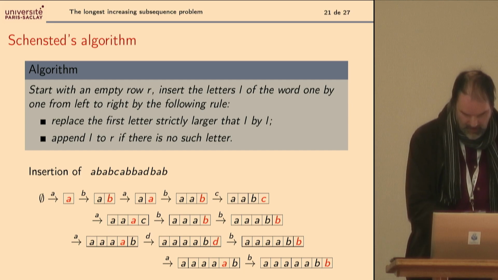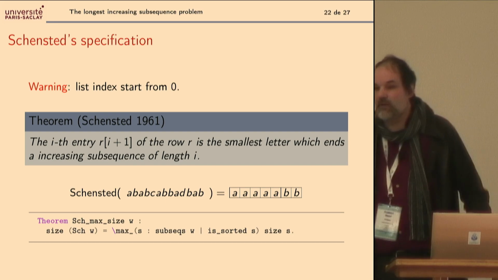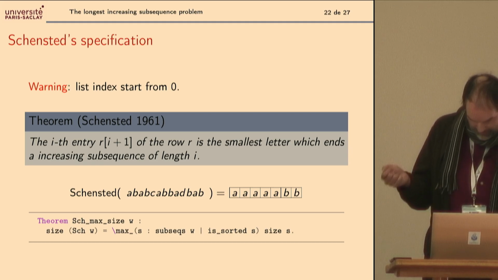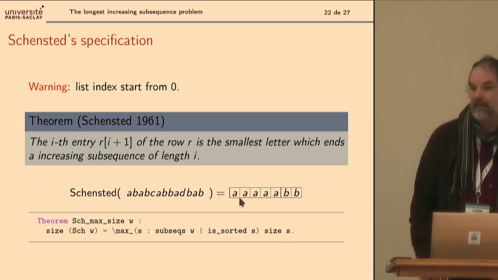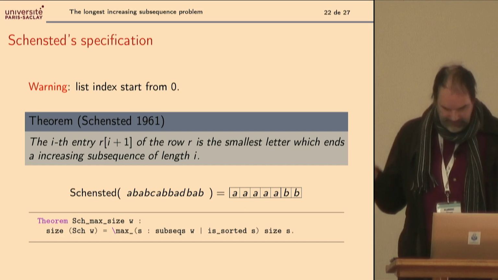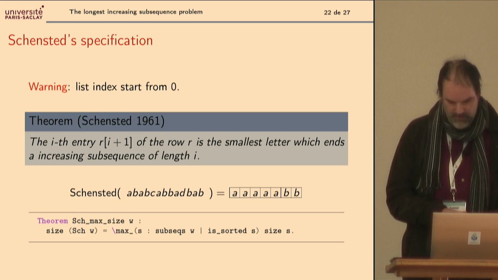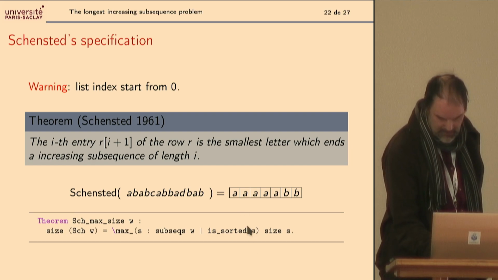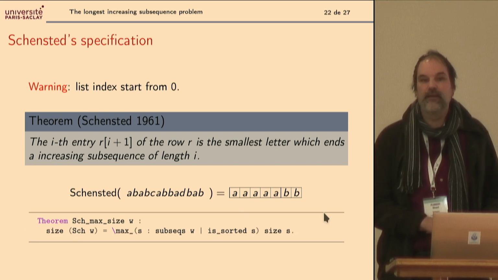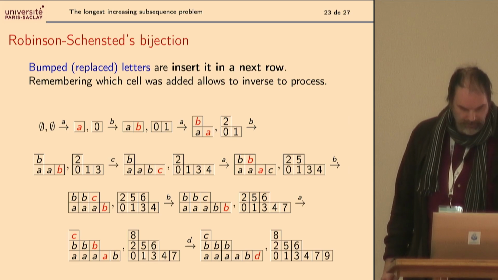And the specification is that you can prove that the i-th entry of your row is the smallest letter which ends an increasing subsequence of length i. So that proves your algorithm, and that's what is stated formally there.